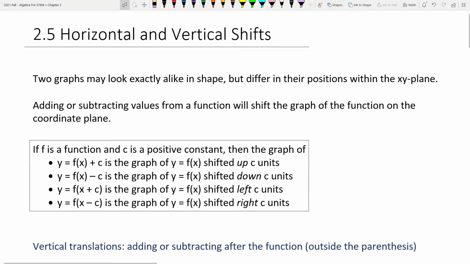If you add to the x c units, then the x will be larger than you expect because you added c to it. So it's going to shift left c units, which might be the opposite of what you expect. The idea here is you're c units ahead of where you would be otherwise. If you subtract c units, well, that's going to shift it to the right c units, which again might be the opposite of what you expect. But what you need to think here is now it takes c more to get to where you were before.